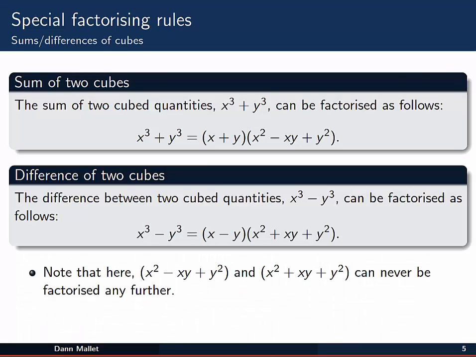Two other special rules for factorizing are for the sum of two cubes and the difference of two cubes. When we have the sum of two cubed quantities, we can factor that as x plus y times x squared minus xy plus y squared. Note that this particular part is not factorizable any further with real numbers. Similarly, for the difference of two cubes, x cubed minus y cubed, we can factor as x minus y and x squared plus xy plus y squared. Again, this piece can't be factored any further with real numbers.